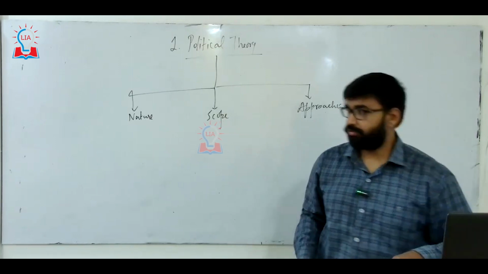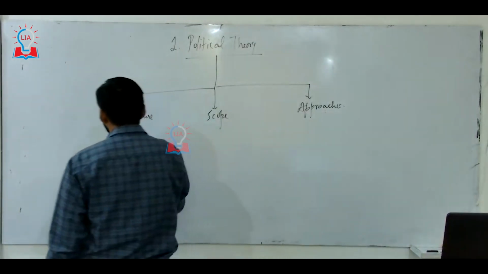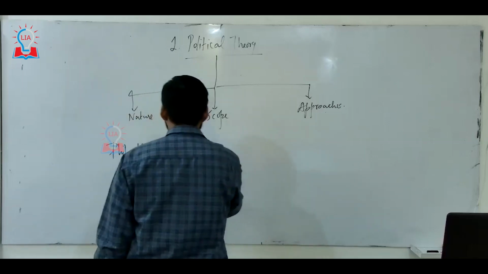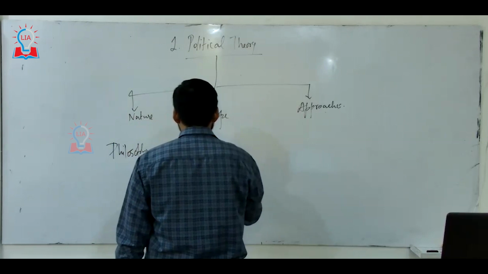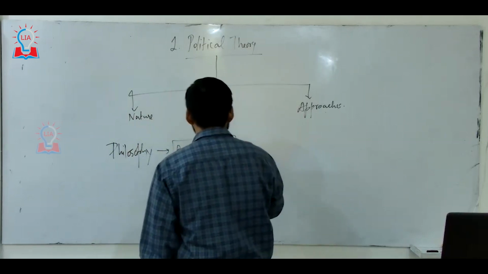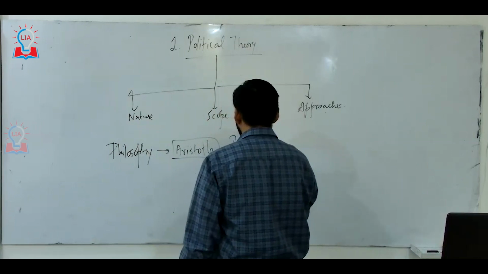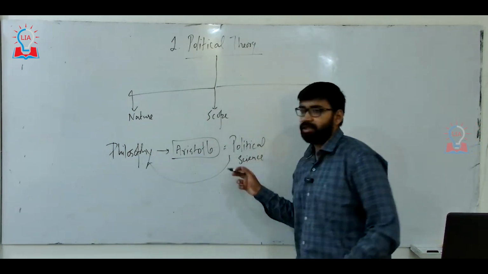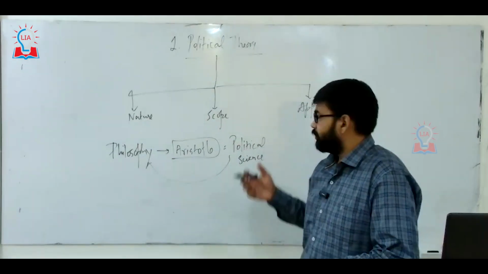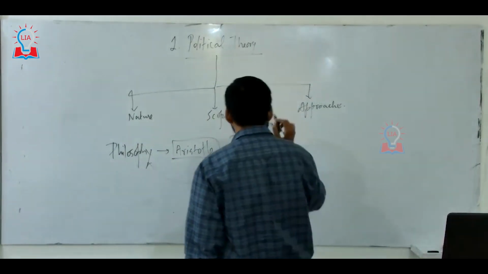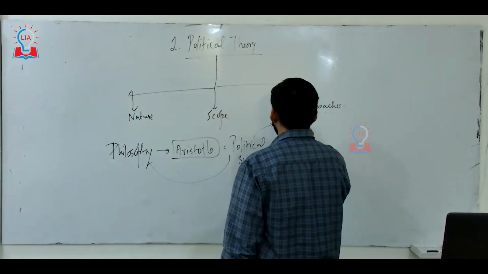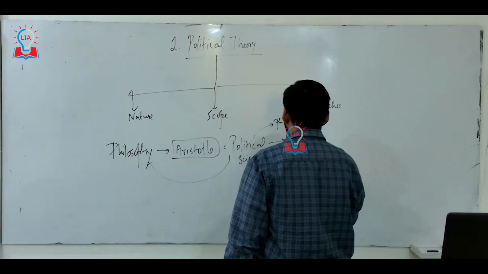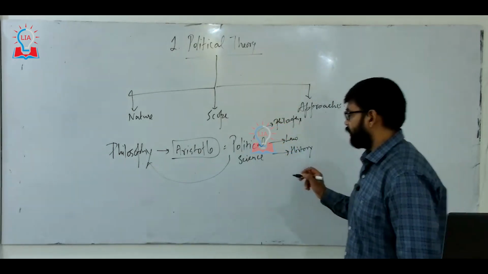So when political science evolved, it was a part of philosophy. And then Aristotle gave it a new identity, and then this became political science. So initially, political science also begins with philosophy. So it is interdisciplinary in nature. Getting my point? There are various other disciplines which are associated with political science, like philosophy, law, history, etc.